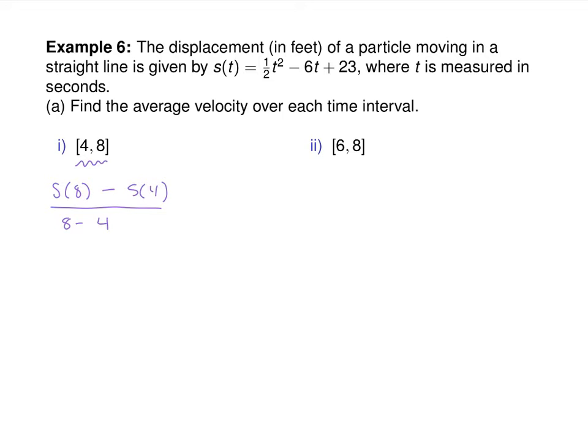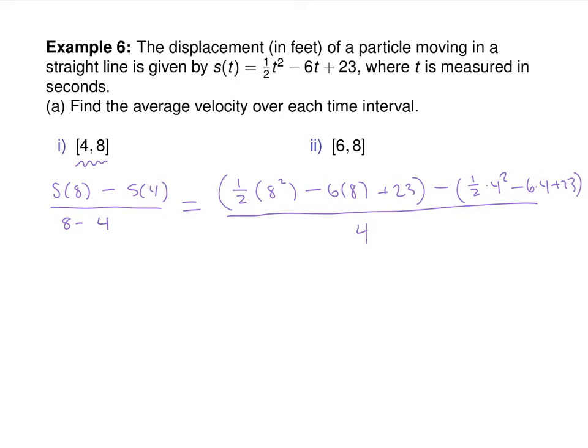And we'll just do this one. We'll skip double I. So that'd be 1/2 times 8 squared minus 6 times 8 plus 23, minus 1/2 times 4 squared minus 6 times 4 plus 23, all over 4. So that's what it means with average velocity. It could also ask for secant lines for the same thing.